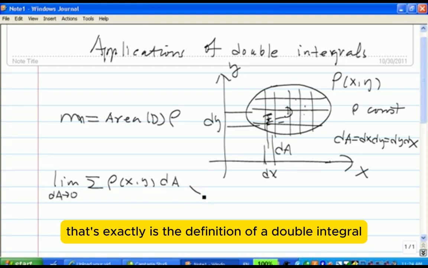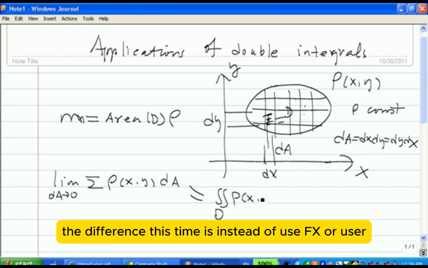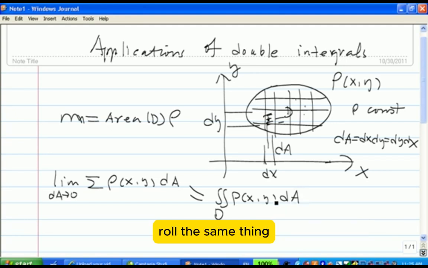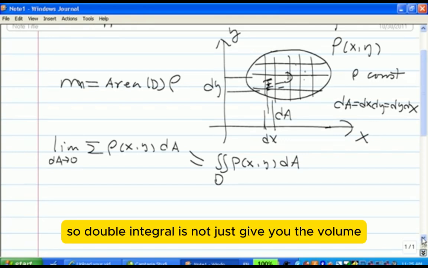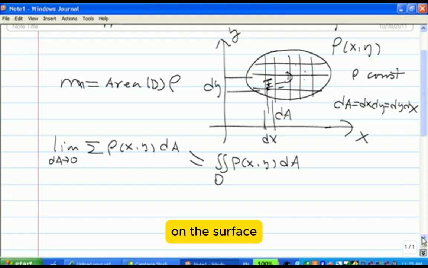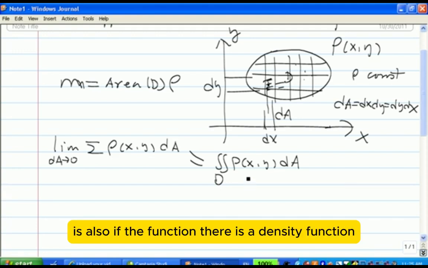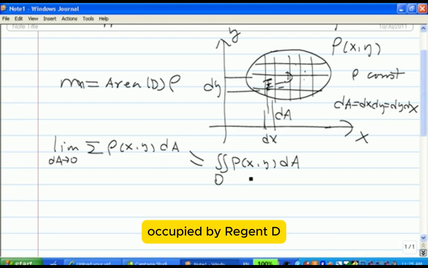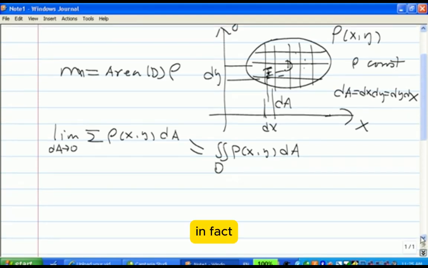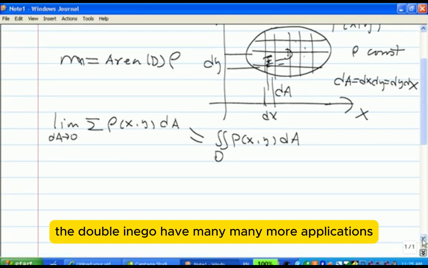Does this look familiar? That's exactly the definition of a double integral. The difference this time is instead of f(x), we use rho, the same thing, just a function of x and y. So the double integral not only gives you the volume under the surface. If the function is a density function, it also gives you the mass of this very thin plate occupied by region D. In fact, the double integral has many more applications.